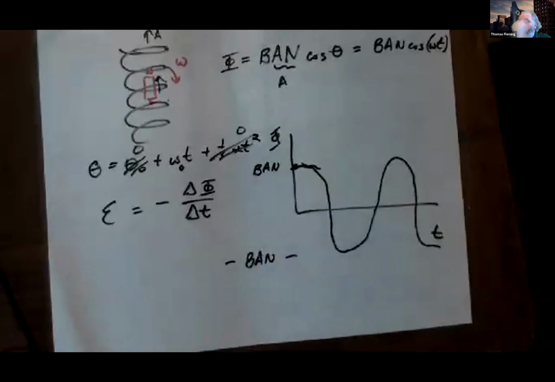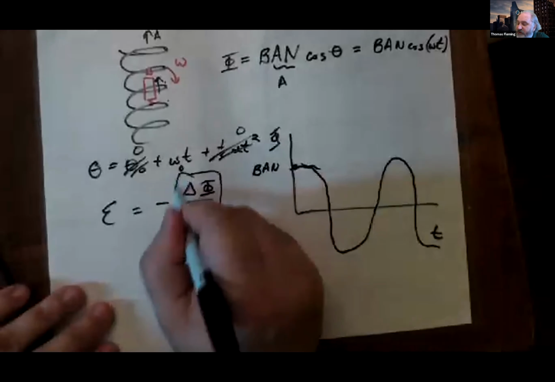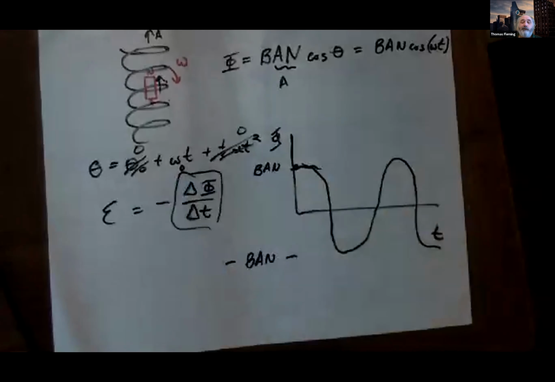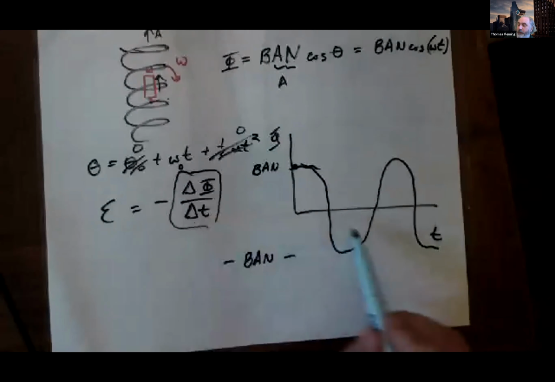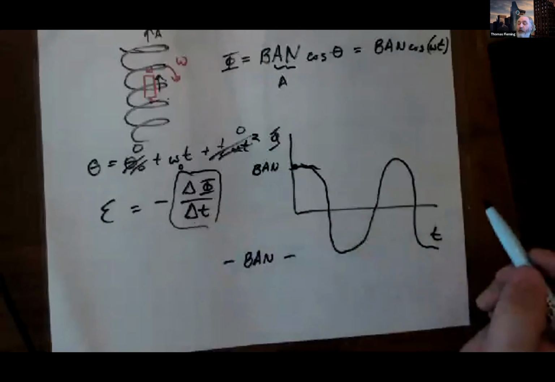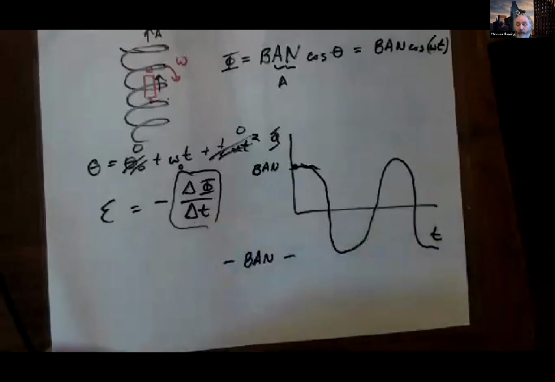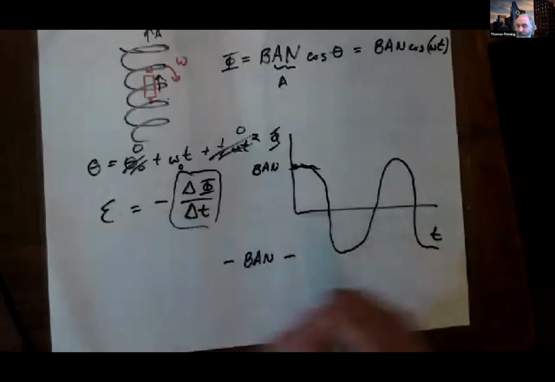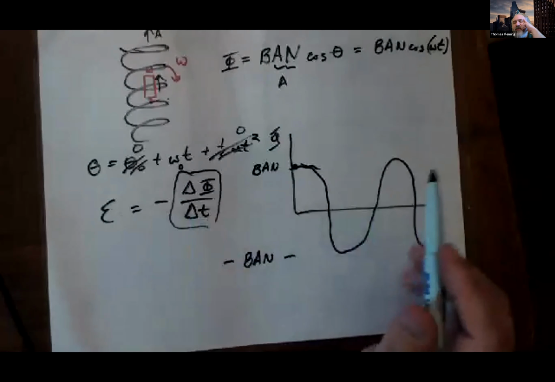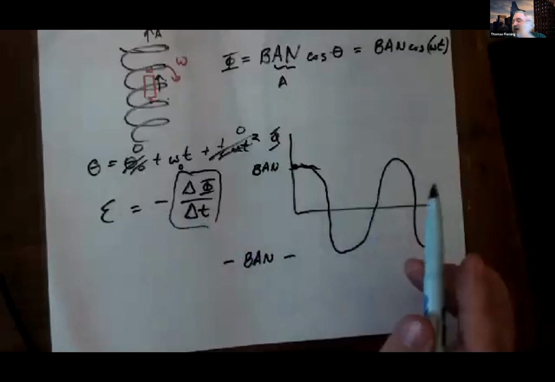But what I'm looking for is the rate of change of my flux. Now, how do I interpret the rate of change of my flux? Well, delta flux would be like the rise of my graph. Delta t would be like the run of my graph. So really what I'm looking at is the slope. So my induced EMF is going to be the opposite of the slope of that graph. But wait a second.